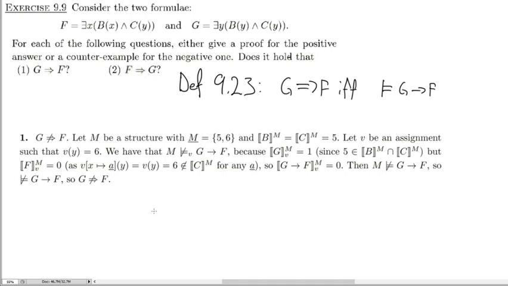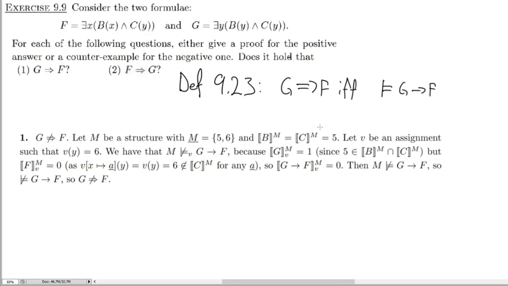This is the counterexample. So it's not true that F is a logical consequence of G. The way we do that is that we come up with an example. We have this structure M, which has 5 and 6, and then we let B and C be essentially the same. They just have the element 5.